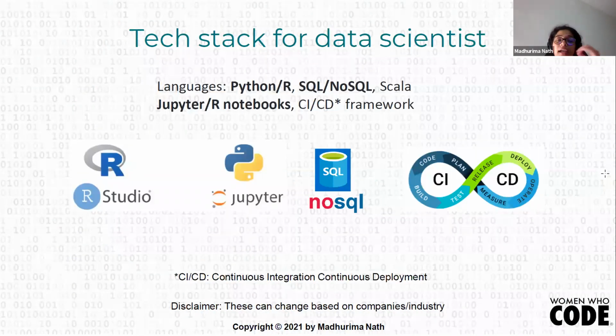Okay, so the tech stack is pretty simple. It's either Python or R or both, depending on the problem. Definitely some kind of SQL or NoSQL. Scala is always good to have, but it's not a requirement. But Python and/or R, and SQL, these are a must. And definitely Jupyter notebooks or R notebooks.